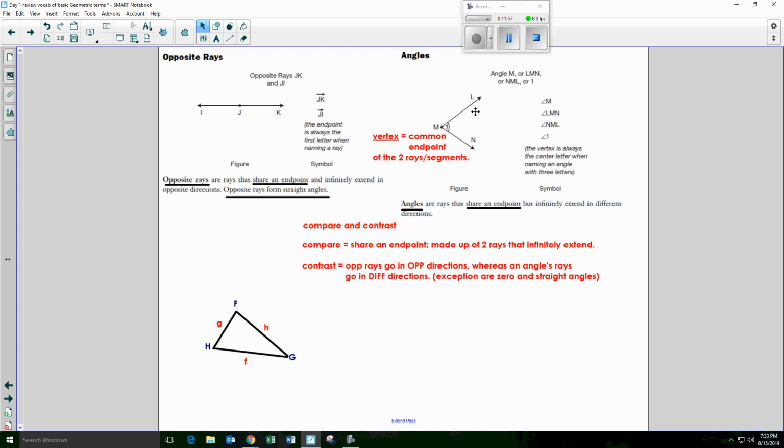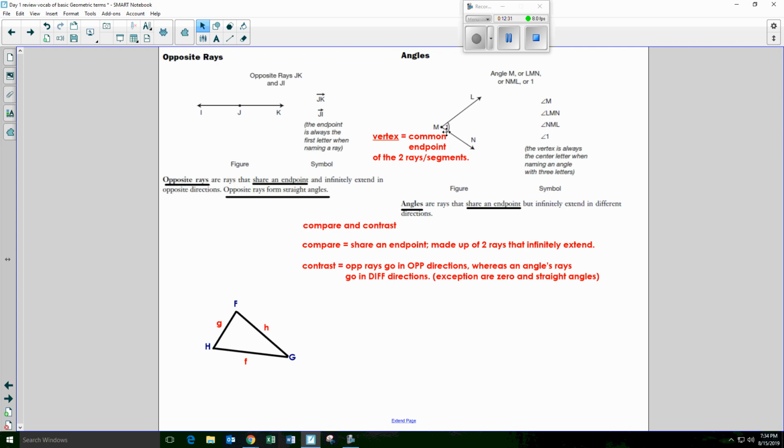All right, so when I name it with 3 letters, which is the safest way, there's the vertex, which is the common endpoint that the 2 rays share or 2 segments share. That always has to be the middle letter. Notice in both these, M is the middle letter. Then it doesn't matter which one I put on either side here. That's why you see L, M, N, or N, M, L. But M has to be in the middle. The vertex has to be in the middle. Those are the 2 safest ways to name an angle. You'll never go wrong if you do it that way.